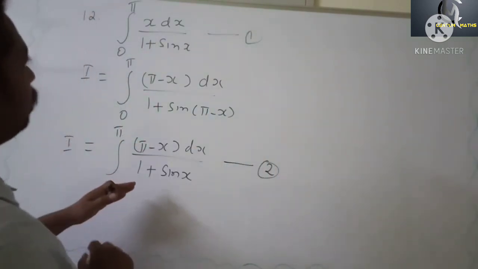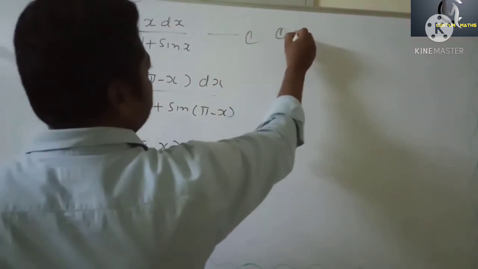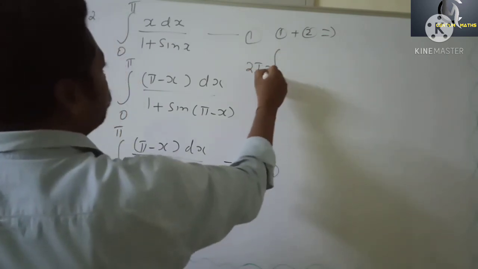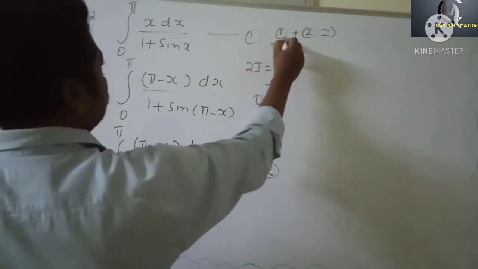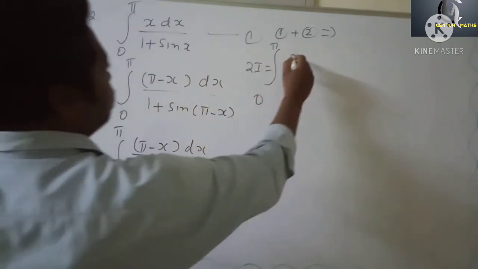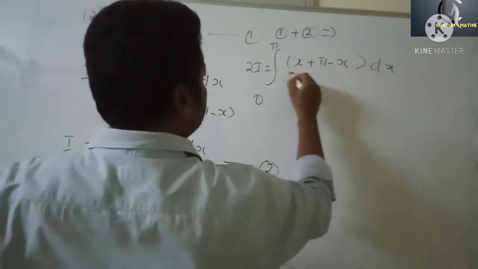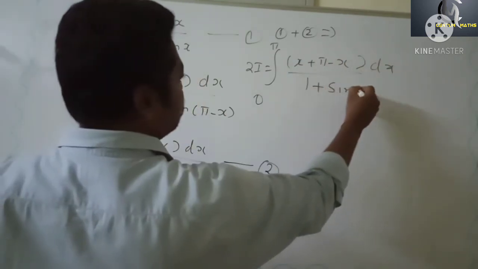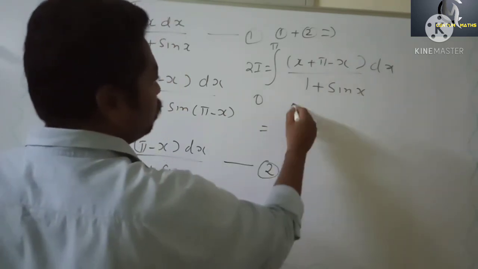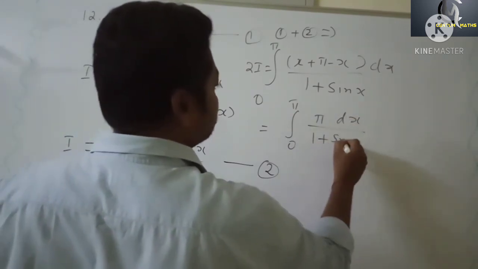Let it be equation 2 and let the first be equation 1. So now we are going to add equation 1 and 2. So 1 plus 2 implies 2I equals integral 0 to pi. Okay, so here x dx, here pi minus x. So x plus pi minus x into dx by, the denominator remains same. So x got cancelled. So 0 to pi dx by 1 plus sin x.